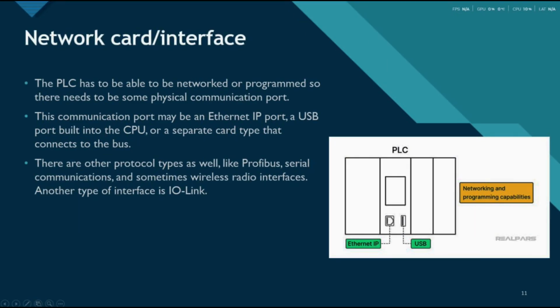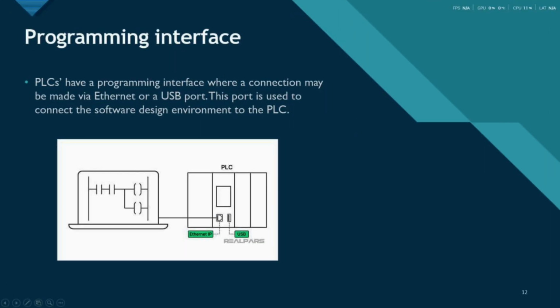Network card or interface. The PLC has to be able to be networked or programmed, so there needs to be some physical communication port. This communication port may be an Ethernet IP port or a USB port built into the CPU, or a separate card type that connects to the bus. There are other protocol types as well, like Profibus, serial communications, and sometimes wireless radio interface. Another type of interface is I/O link. Programming interface. PLCs have a programming interface where a connection may be made via Ethernet or a USB port. This port is used to connect the software design environment to the PLC.